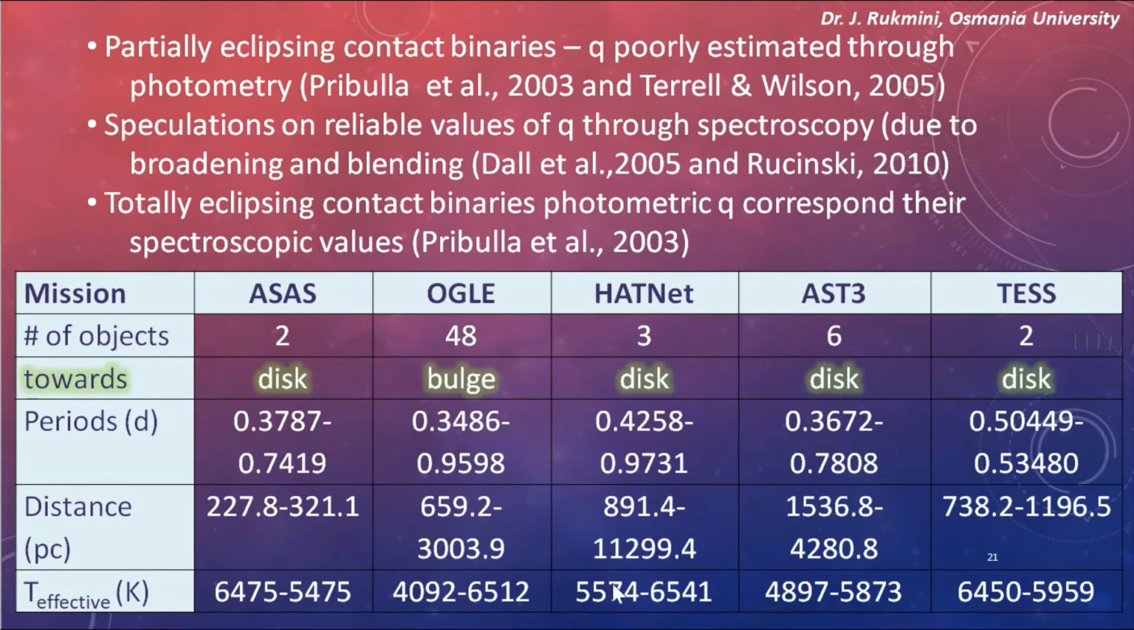And of course, this table also provides you with the effective temperature of the stellar system, which would actually reflect the effective surface temperature of the primary star.